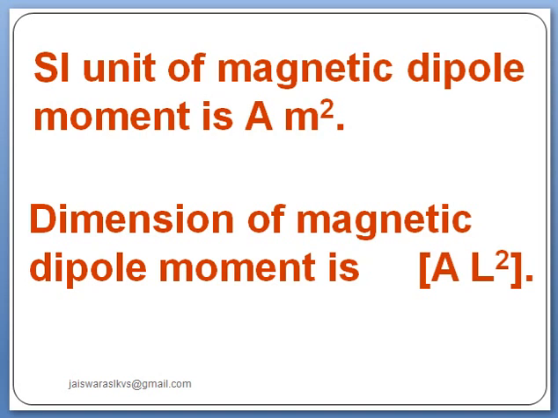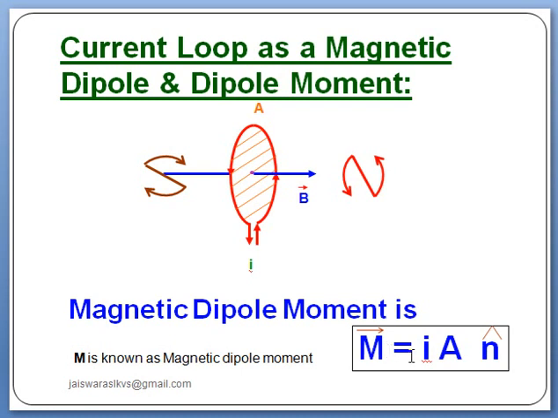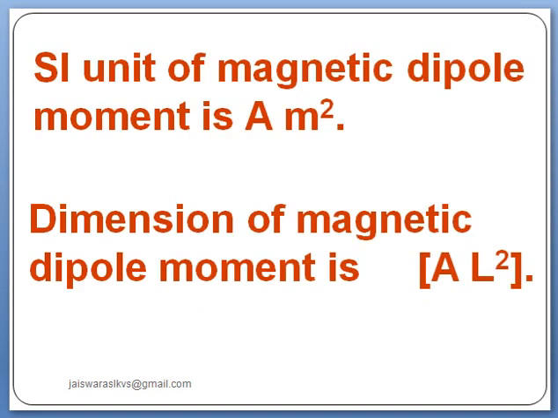That is ampere meter square. I am telling like this, M is equal to I into A. I means ampere, A means meter square, this A is area. So what will be the SI unit of magnetic dipole moment? That is ampere meter square. So in the same way, the dimensional formula of magnetic dipole moment will be AL square.